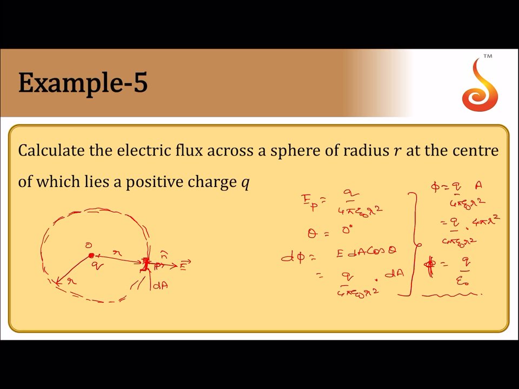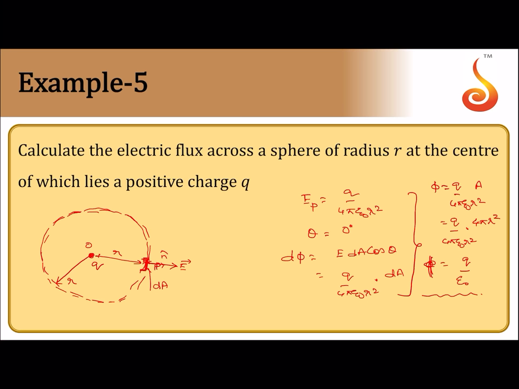I will repeat it once again as you all solve it. I have a point P on that sphere. The electric field at the point P is q by 4 pi epsilon naught r squared. The direction of the electric field is along the radial direction. The vector dA bar is also along the radial direction. Therefore, the angle between both of them is 0, theta is 0. Therefore, d phi, my flux, is equal to E into dA into cos 0, which is 1. Therefore, it's q by 4 pi epsilon naught r squared into dA. That is the flux through a small piece on that sphere.